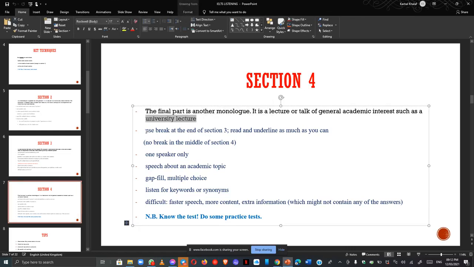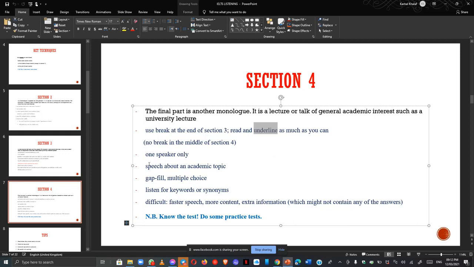Again, you have a break at the end of section 3. Use it, please, to read ahead section 4, to underline the most important words, the key words, in the questions and in the choices themselves. Very important. And think about an important issue, how the examiner will express the same meaning using different words. This is very, very important. He will not use the exact same words. He will use different words. Very important. No break in the middle of section 4.